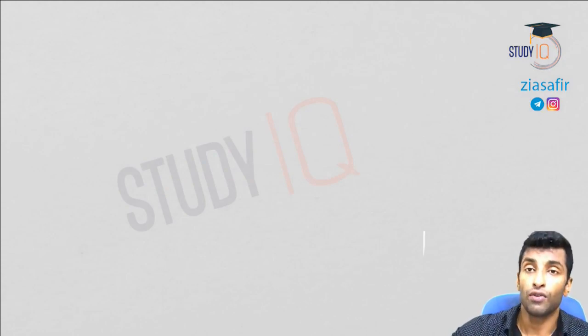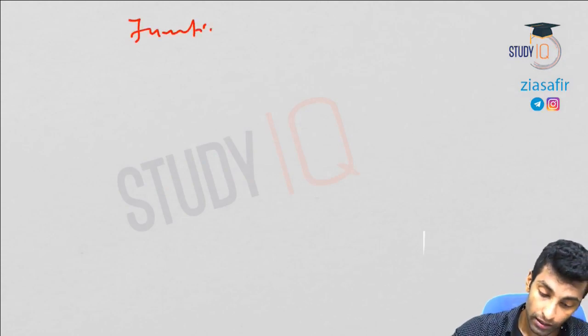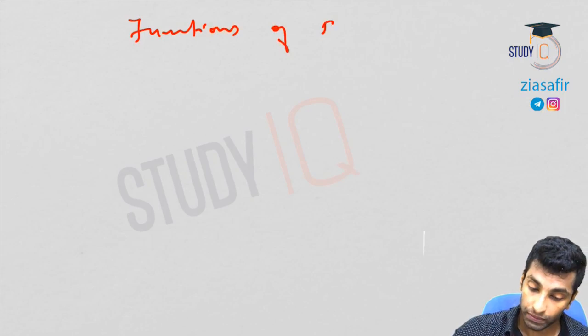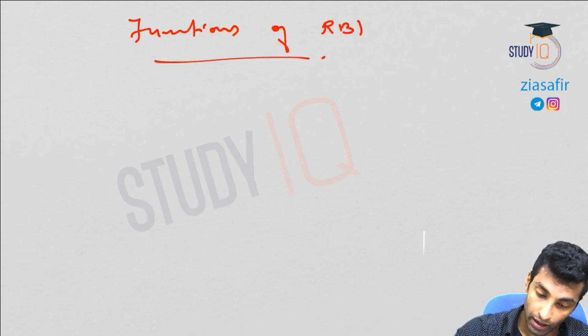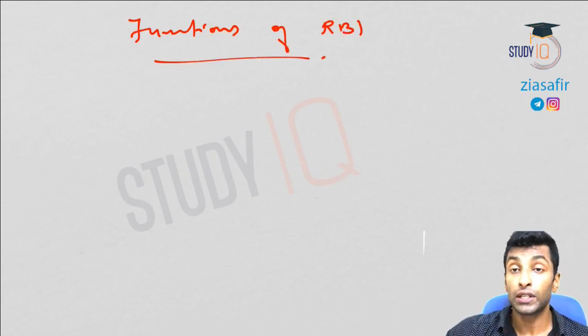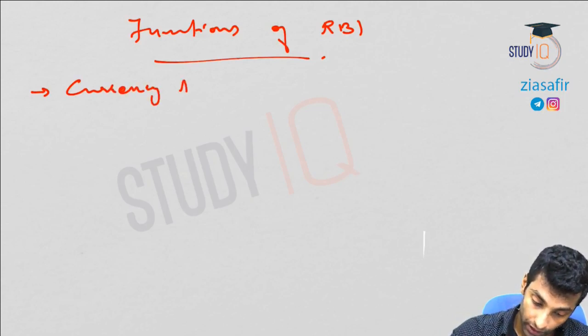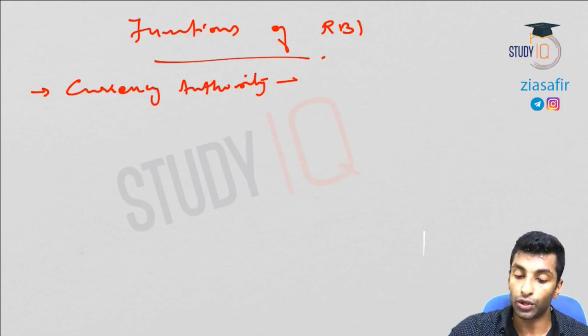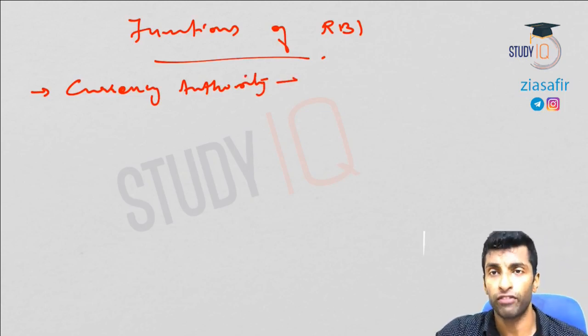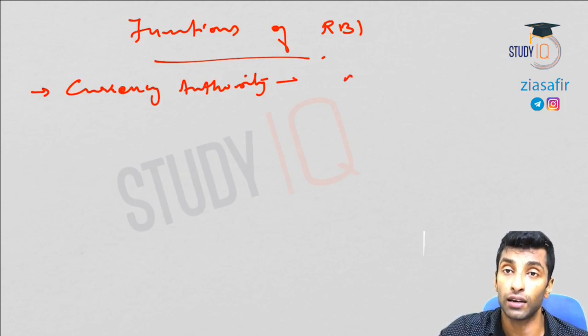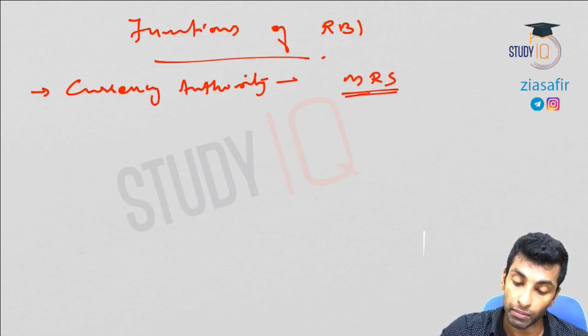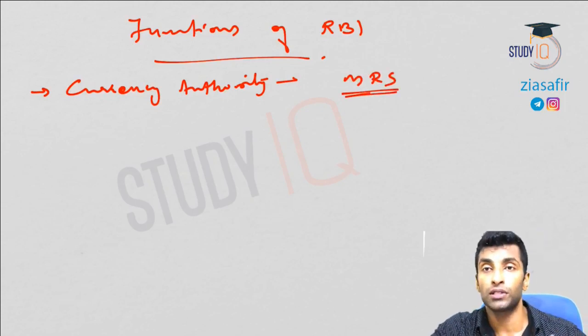Let's look into the functions of RBI. So first and most important one, it is a currency authority. It is the sole authority to print money. We have already discussed under which system? Under the minimum reserve system. What is the minimum reserve system?